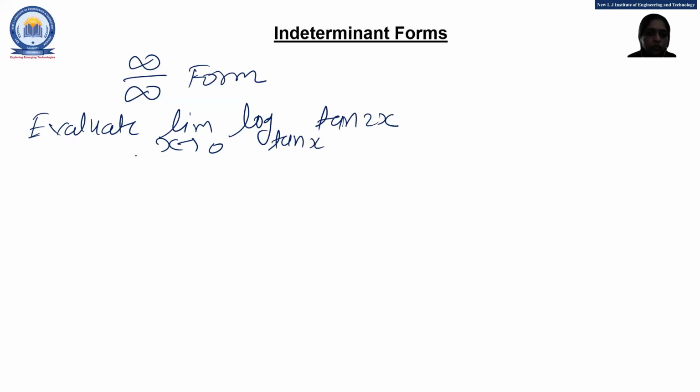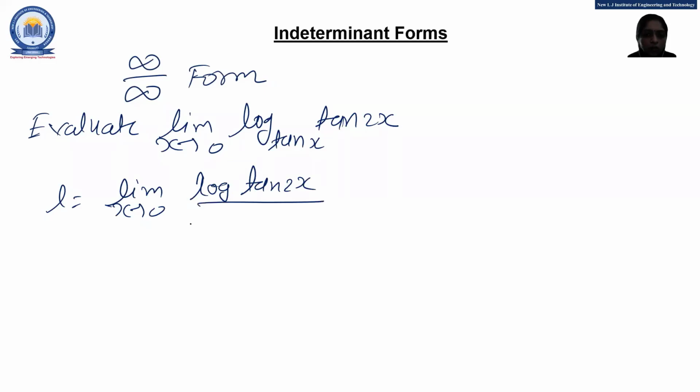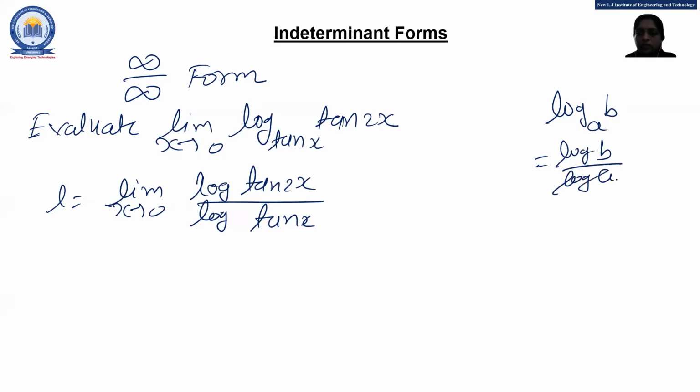Okay, so L is limit x tends to 0 of log base tan x of tan 2x. See, if we have log base a of b, then we can write it as log b upon log a. Okay, this is the logarithmic rule. So I have applied this rule for this example, that is log tan 2x upon log tan x.